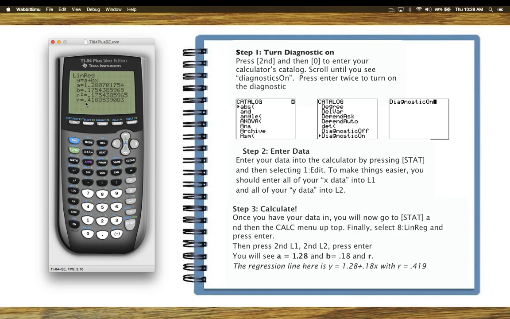So that is the easiest way to find a linear regression line, which means that the equation is now y equals 1.28 plus 0.18x with an R of 0.419.